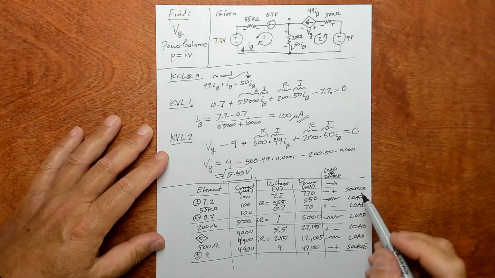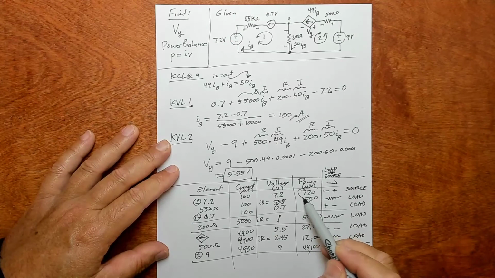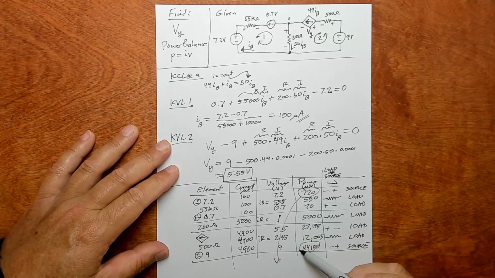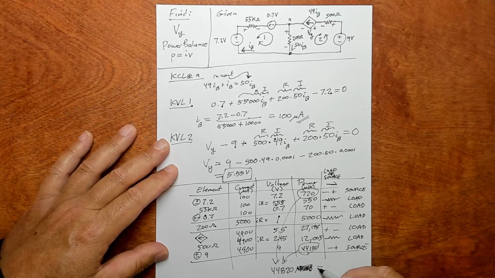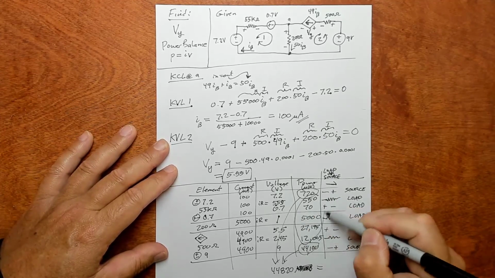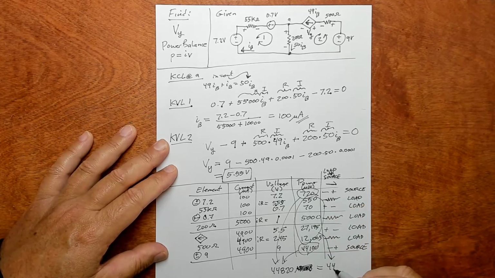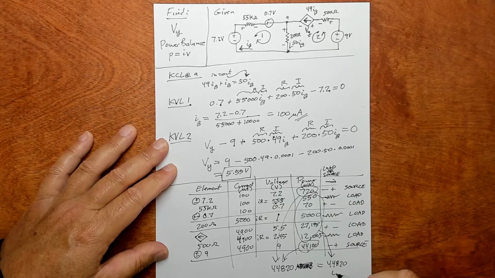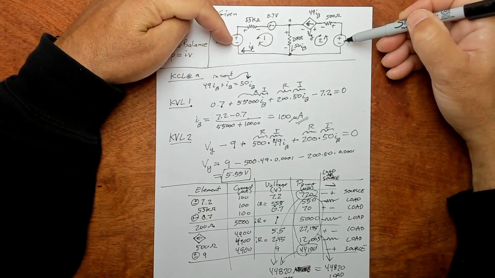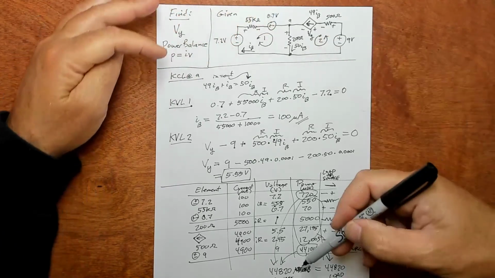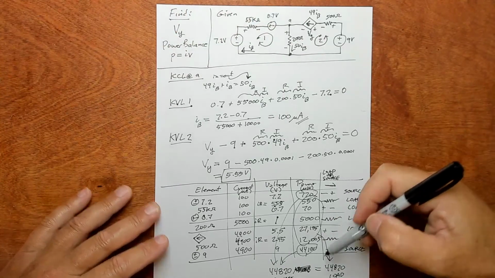Okay, so if you add up this and this, you're going to get 44,820 supplied, but these three here, you're going to get the same thing. 44,820. These are loads and these are sources. So these two elements in total are putting out 44,820, and then everything else together is using up 44,820. So they balance, which they should.